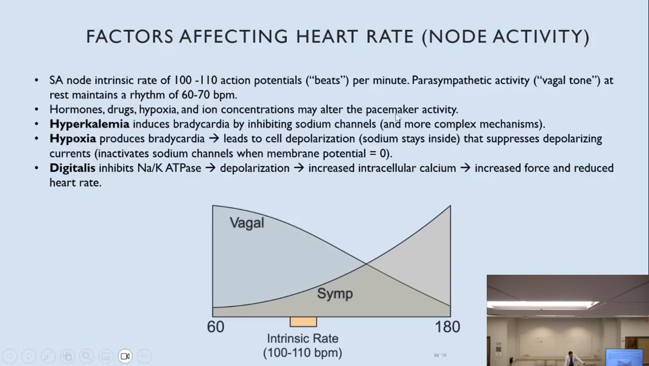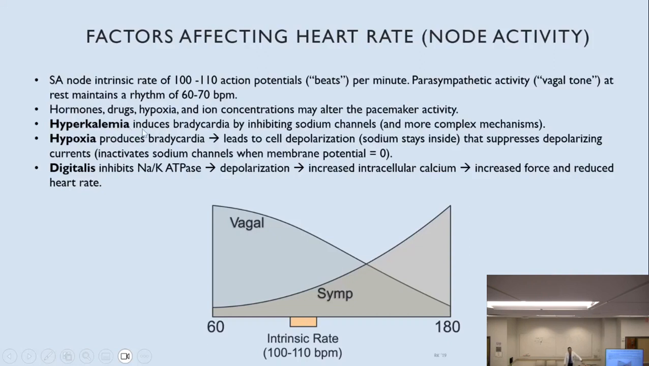Okay, medications can alter the pacemaker activity. And you have different factors there. Digitalis is one of them that inhibits the sodium-potassium pump, maintaining the heart in a state of slight depolarization, making this less negative inside the cells, that also will maintain more calcium inside the cells, leading to increased force.